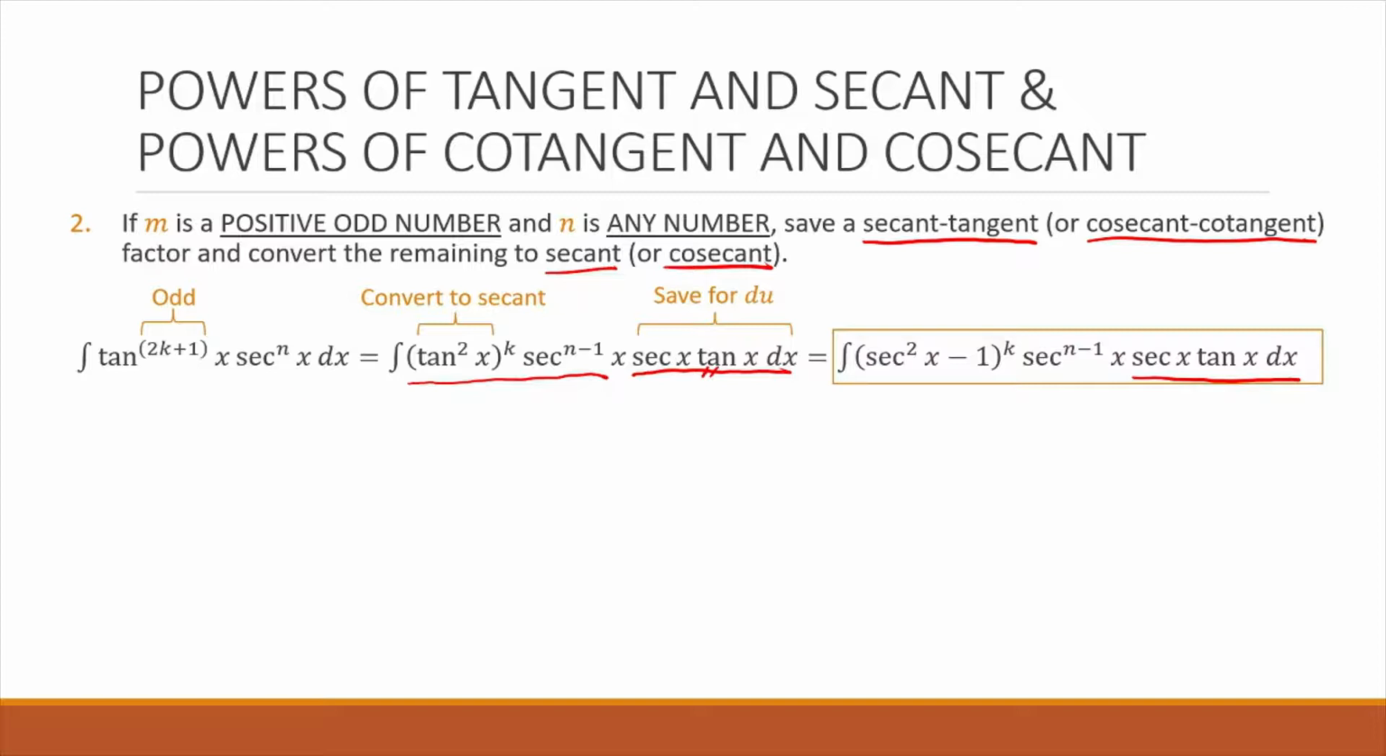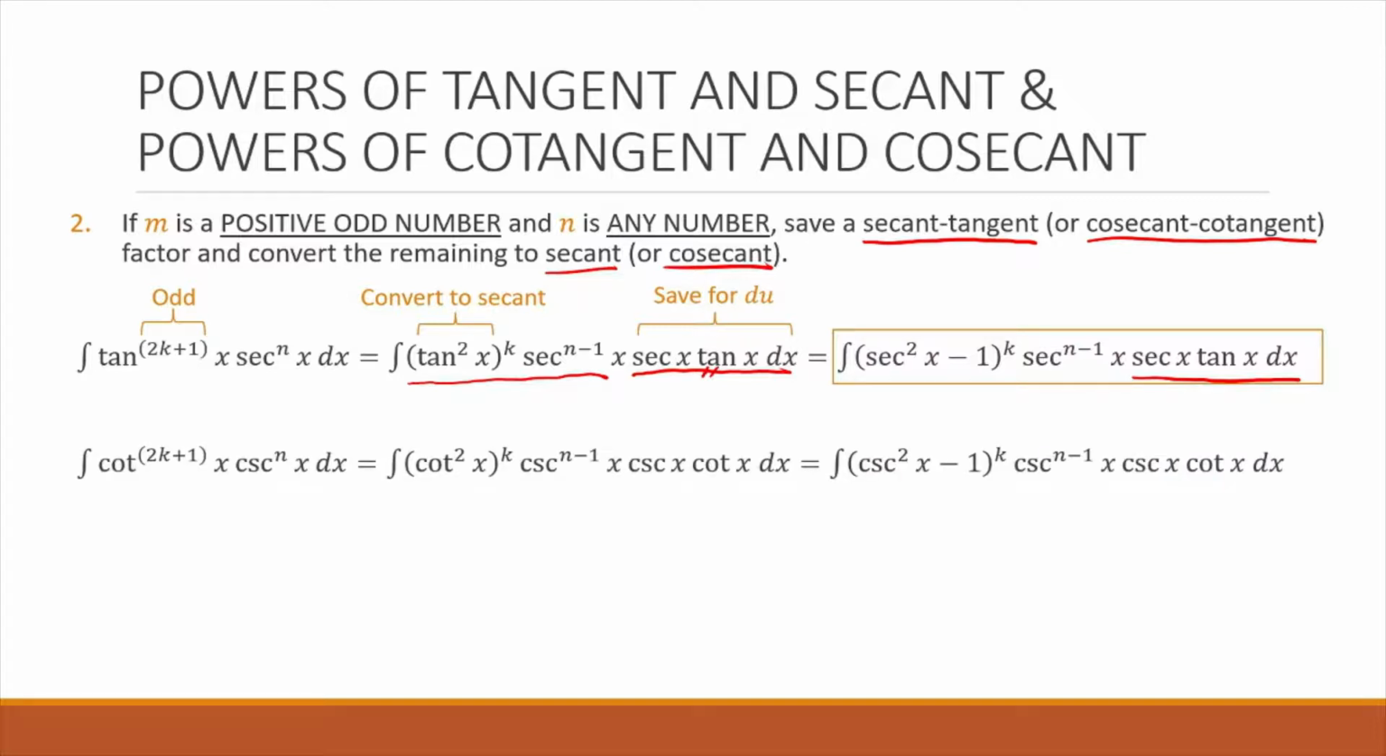Same is true for the powers of cotangent and cosecant. Okay? So here, what we isolate is one cotangent factor and one cosecant factor. Okay? Because we let u, in this case, let u be equal to cosecant x. And then its du is what? Its du is negative cosecant x cotangent x. So, it is only missing a negative 1. Okay? So, we just account for the negative 1 factor later on.